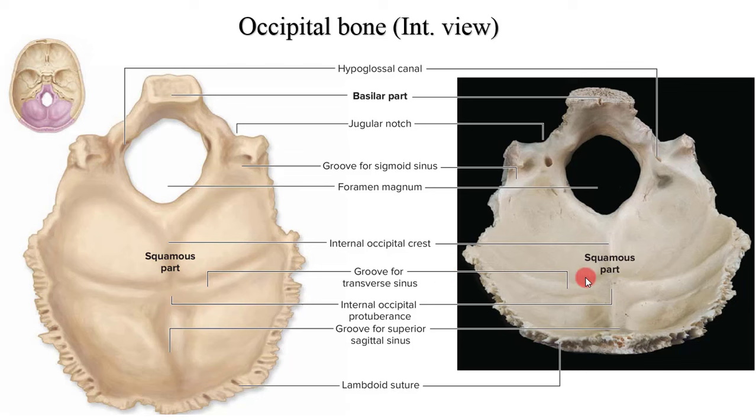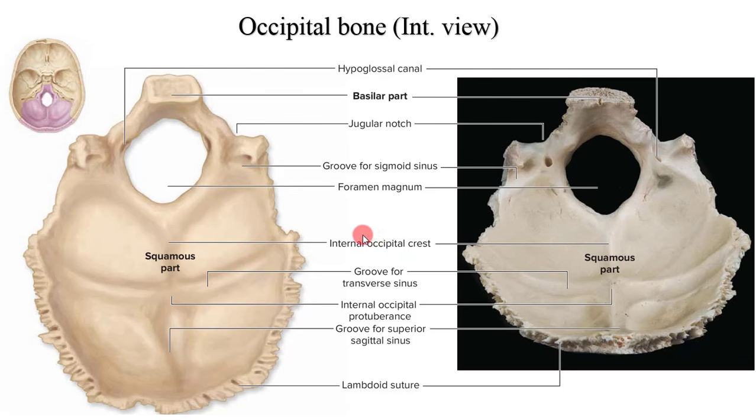Also, on the internal surface of the occipital bone, at the junction of the left and right grooves for transverse sinuses, is the internal occipital protuberance. An internal occipital crest extends from the protuberance to the posterior border of foramen magnum. This crest is a site of attachment for falx cerebri, a connective tissue sheet that helps support the cerebellum of the brain.